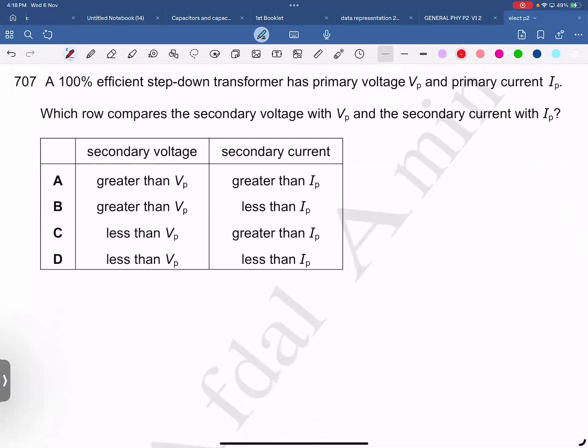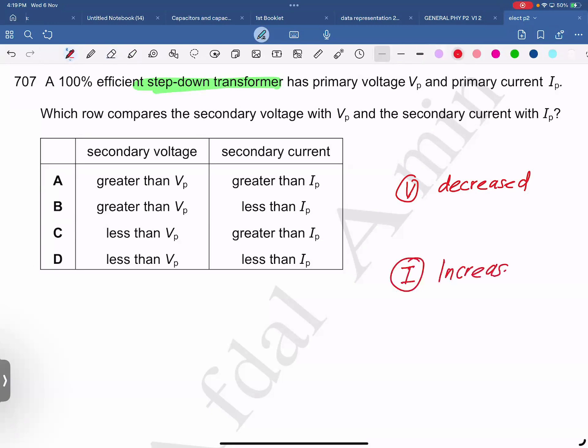Question number 7. A 100% efficient step-down transformer has primary voltage VP and primary current IP. Let me tell you what a step-down transformer is. In a step-down transformer, the voltage decreases and the current increases. If it comes to your mind why, I can also tell you. The reason is 100% efficient means no loss in power. So power is constant.